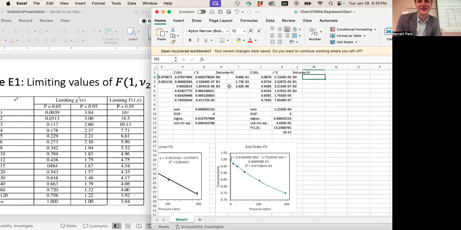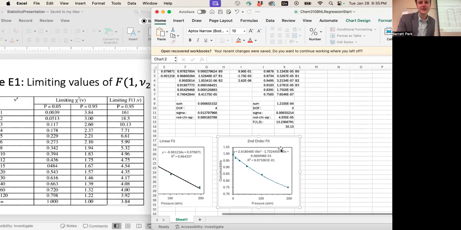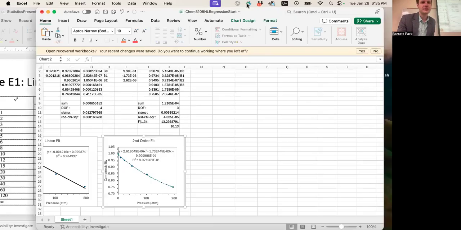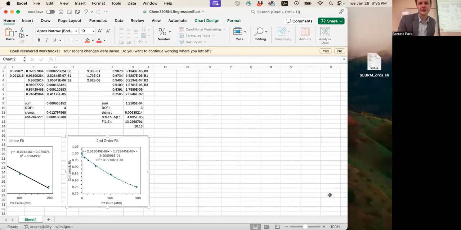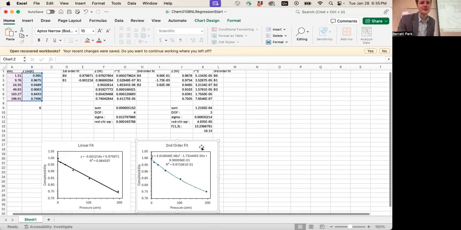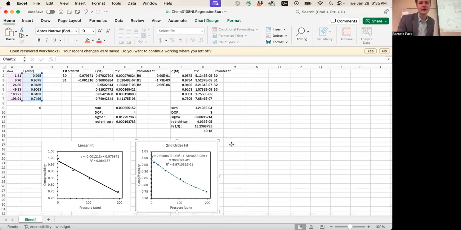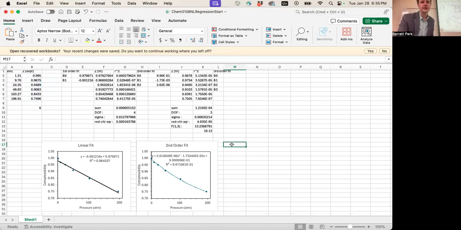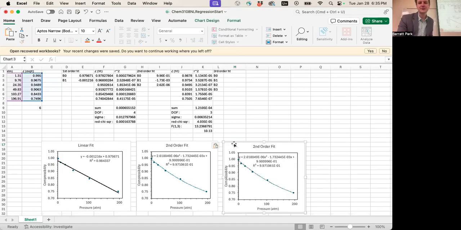term in the quadratic. Okay, the first thing I'll do is copy the second order fit. Actually, let me make this bigger because we don't need the PowerPoint right now. Okay, now I have a full window. I'll take the second order fit graph, copy it, click in an empty cell and paste. I'll change the title. This is going to be the third order fit.